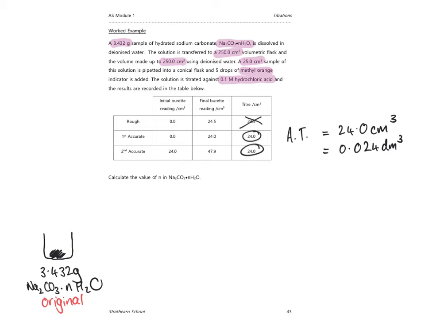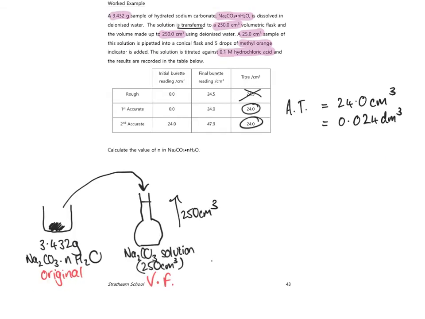So we're told that that is dissolved in water and then all transferred. The solution is transferred into a volumetric flask and made up to 250 centimetres cubed. So we can draw that as being transferred into a volumetric flask. Sorry, my drawings are not excellent. And that's made up to 250 centimetres cubed. So that's our sodium carbonate solution.